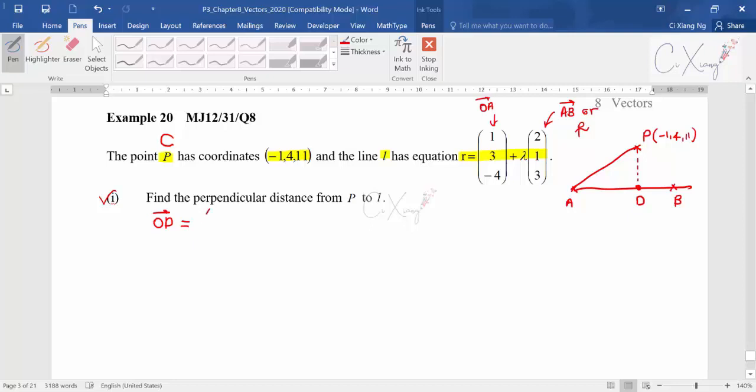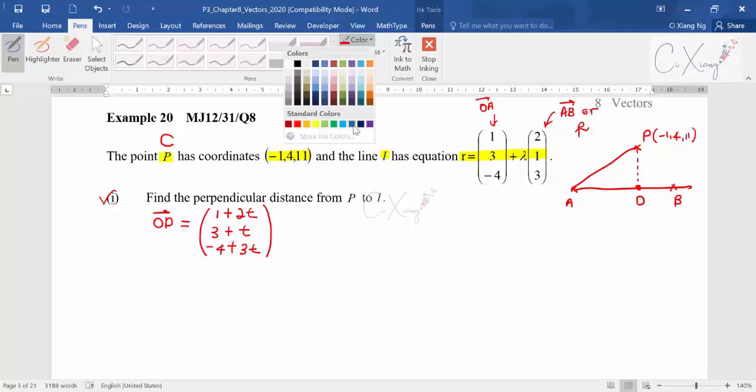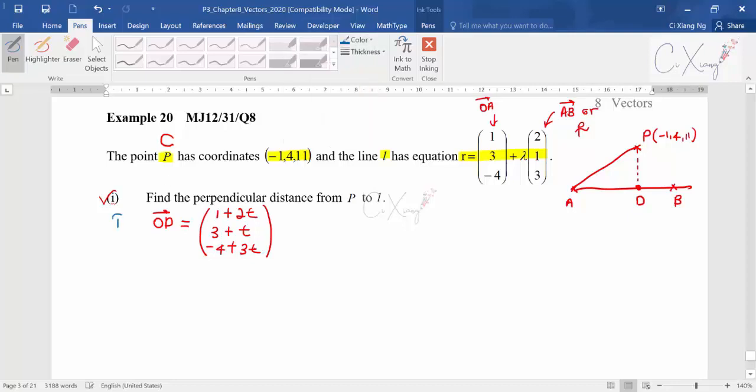Okay, so instead of using lambda, you can change it to t, because t is a particular value for this OD. So you have (1 plus 2t, 3 plus t, -4 plus 3t). All right, so this is what we have for OD, the position vector of the foot of perpendicular. For me, I will label this as step number 1, just to let you refer to the method that I showed you earlier in the notes.